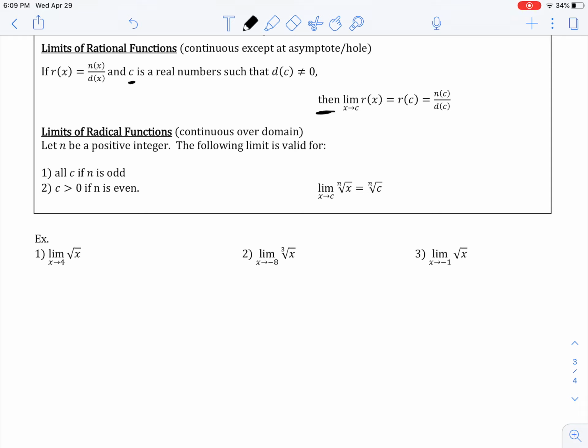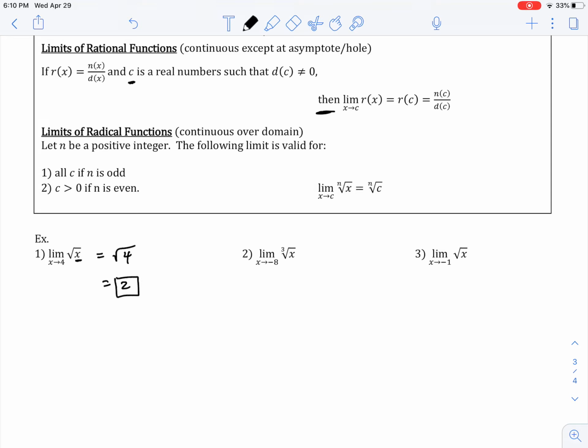Look at the first example. We have the limit of the square root of x as x approaches 4. We have an even index. Since it's an even index, we can really only do the direct substitution if our radicand is a positive number, which it is. And since it is positive, the limit is simply going to be equal to the square root of 4, us applying the direct substitution, which is equal to 2.